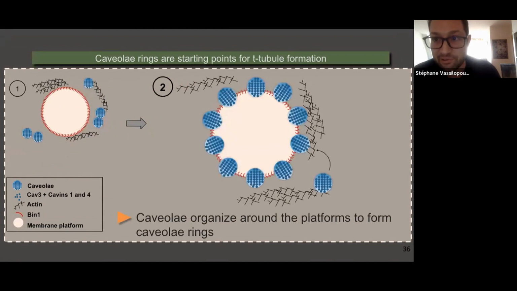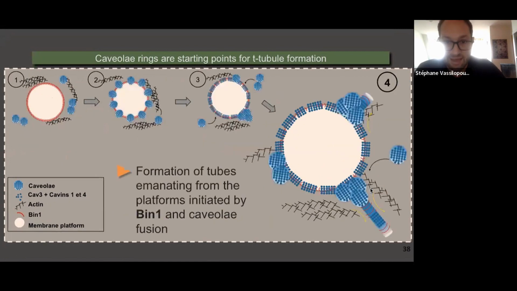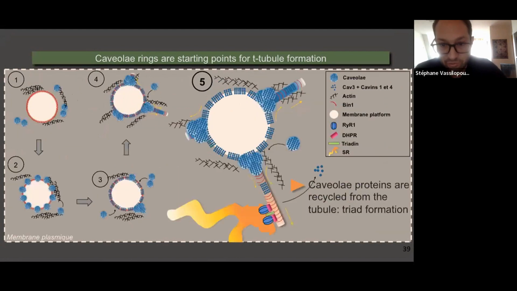that the caveolae accumulate along the ring, and then as further caveolae come along, they polarize at one of the poles of these rings, and that at some point, recruitment of bin1, or additional recruitment of bin1 on the structure, leads to the tubulation and to the elongation of a tube.